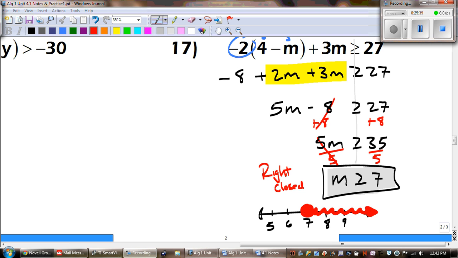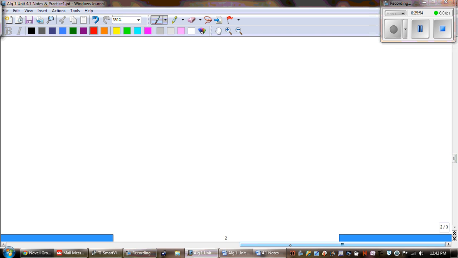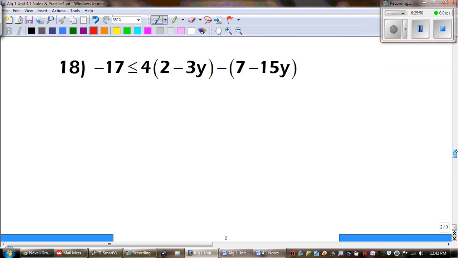Okay, and there you go. So you get 5m minus 8 is greater than or equal to 27. So we add the 8 to both sides and divide by 5. And we get m is greater than or equal to 7. Okay, last one. Think you guys can do it all on your own?